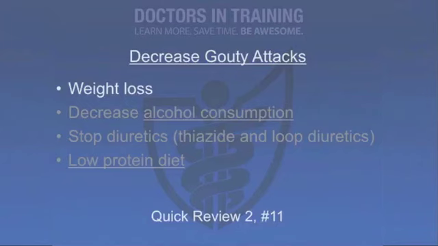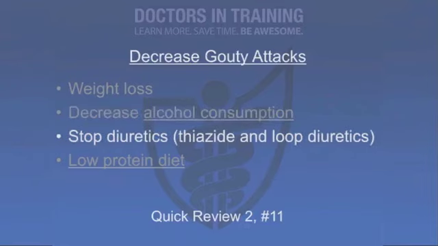Next, what other measures can help decrease gouty attacks? So people have an increase in uric acid in their body. How can they decrease that hyperuricemia? So first thing is weight loss. There's an increased amount of uric acid in obese patients, so decreasing weight in general. Decreasing alcohol consumption can certainly decrease your uric acid concentration in the blood.